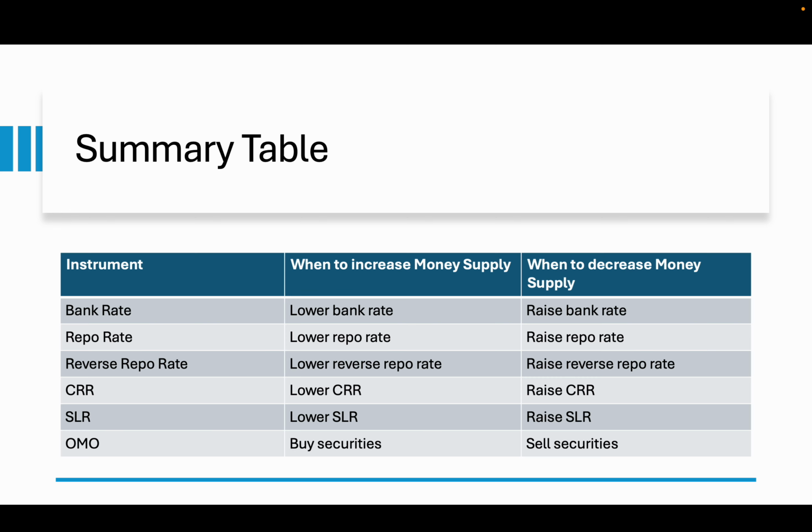Let's have a quick recap. Bank rate, repo rate, reverse repo rate, CRR, SLR, and OMO are tools for the quantitative approach. They all affect the overall money supply in the economy. Higher rates or ratios reduce money supply, which is useful during an inflation scenario, while lower rates or ratios increase money supply, which is useful during a deflation scenario.